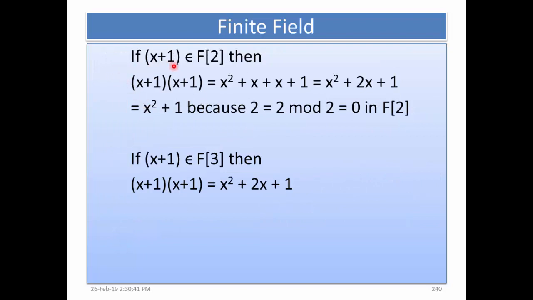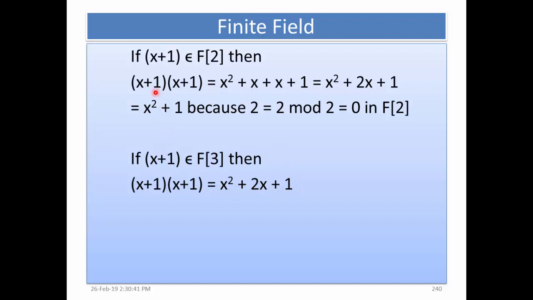If x plus 1 belongs to F2, then (x plus 1) into (x plus 1) is equal to x squared plus x plus x plus 1, which is x squared plus 2x plus 1, which becomes x squared plus 1. Why? Because this 2 becomes 0, since 2 mod 2 is equal to 0. Whereas in F3, x squared plus 2x plus 1 stays as it is.